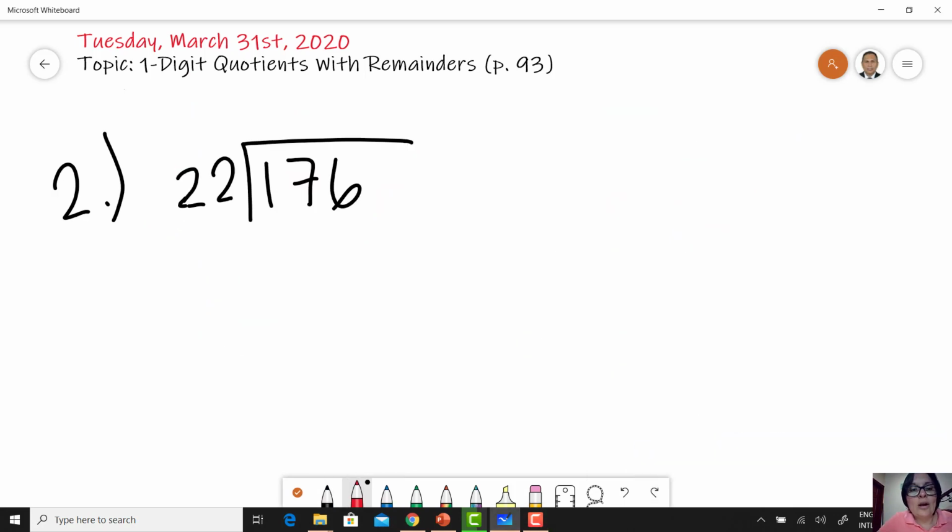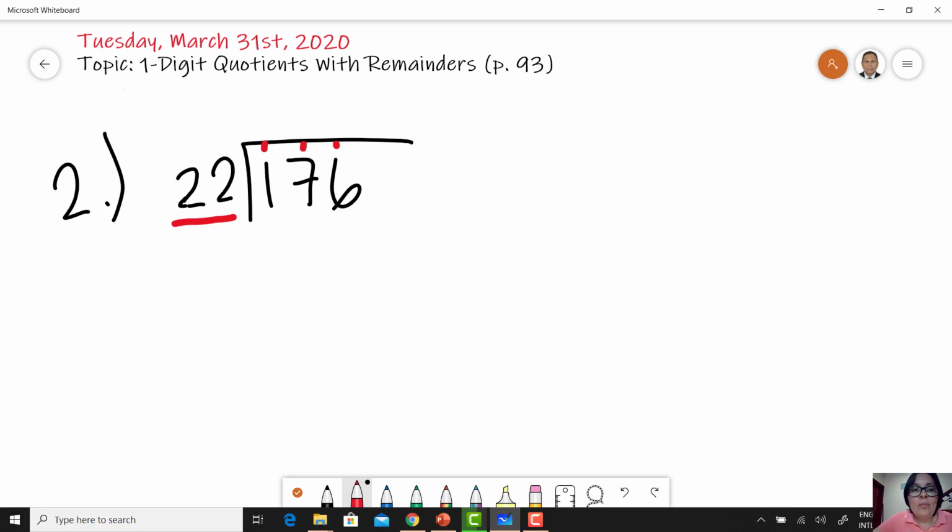number 2 is 176 divided by 22. How many numbers do you have in the divisor? 2. So I will take 2 from the dividend. Can you divide 17 into 22? No, right? Because 17 is less than 22. So we are going to take another number from the dividend.